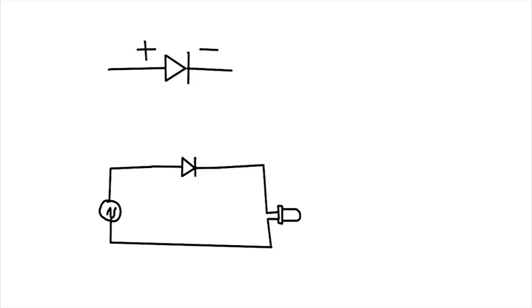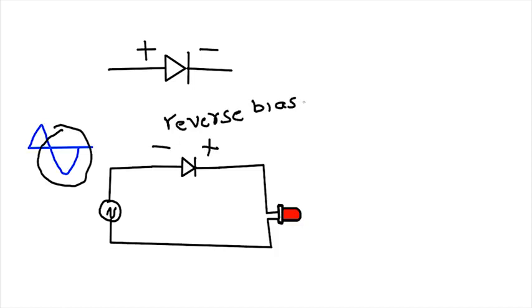Since AC stands for alternating current, this is how the voltage varies with respect to time. Now in our case, during the time interval of the positive half cycle, this diode is forward biased, meaning your LED will be glowing. But during the negative half of the cycle, this diode is reverse biased, resulting in an open circuit here, consequently turning off this LED.